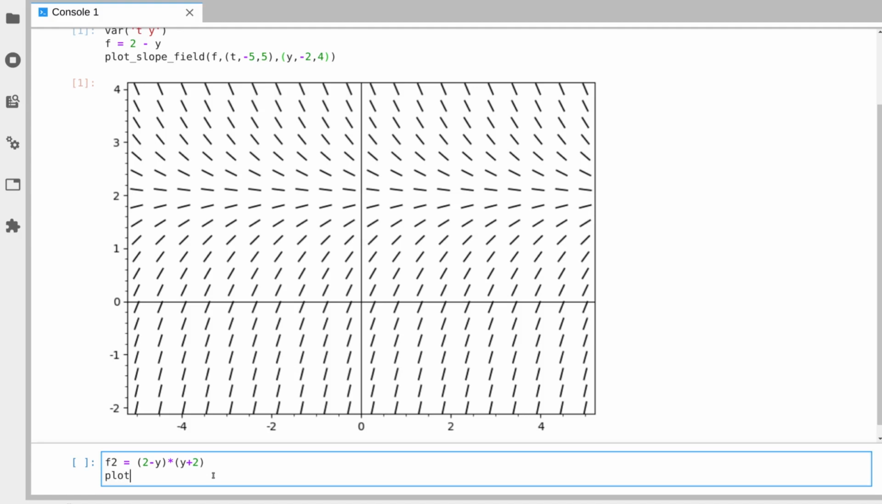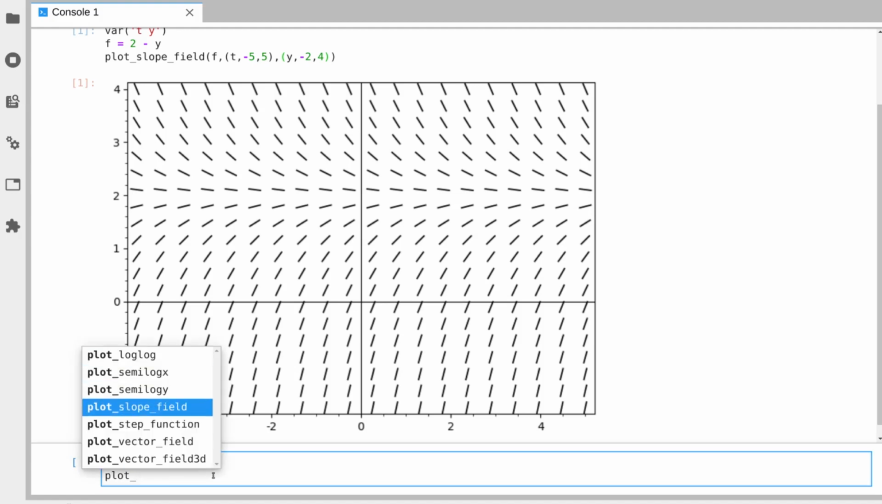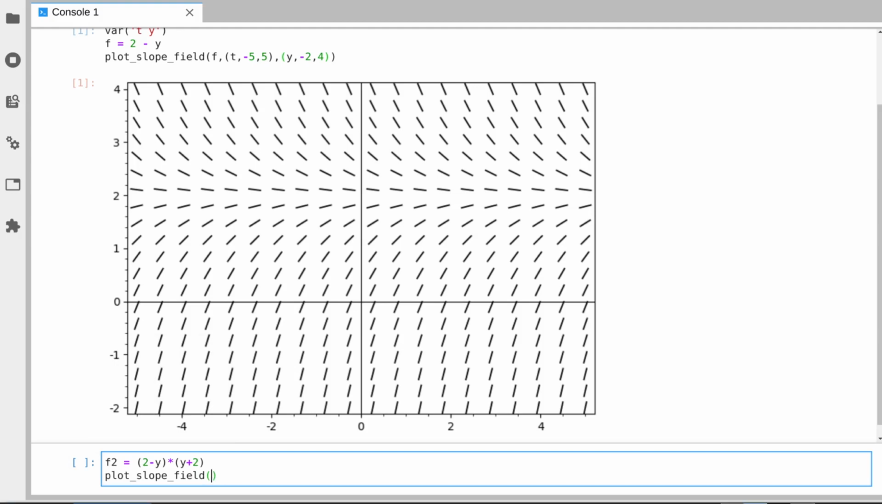And in this case, we want to plot our slope field. Now it's working. So plot_slope_field. We're going to do this function f2, this differential equation. And again, let's do t from -5 to 5. But let's do the y a little further this time. Let's go -4 to 4. I want to add a title to this one. And I'm just going to type out the differential equation here so we know what it is when it prints. All right. So it was y prime equals 2 minus y times 2 plus y, or y plus 2. It doesn't matter, right?